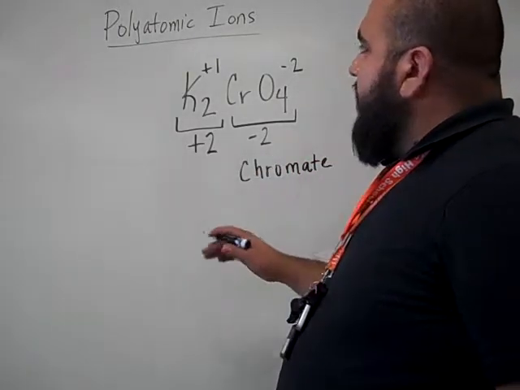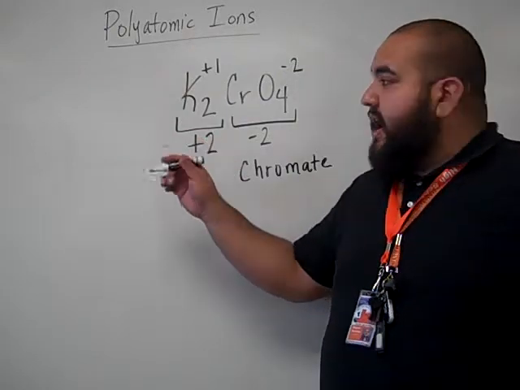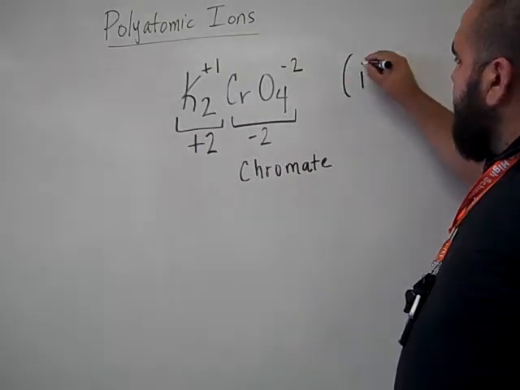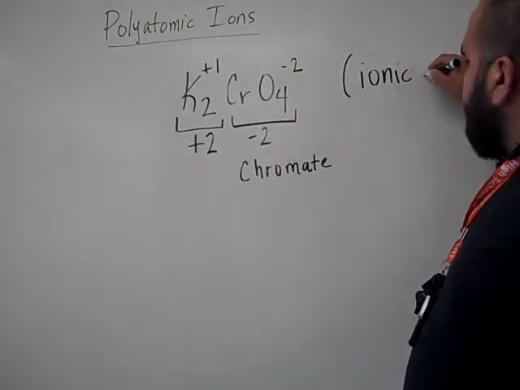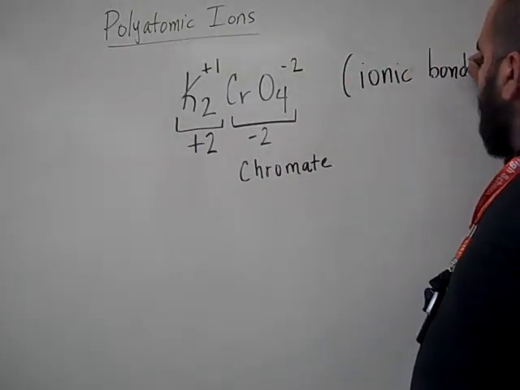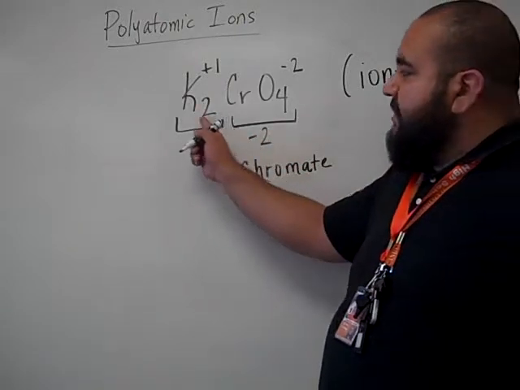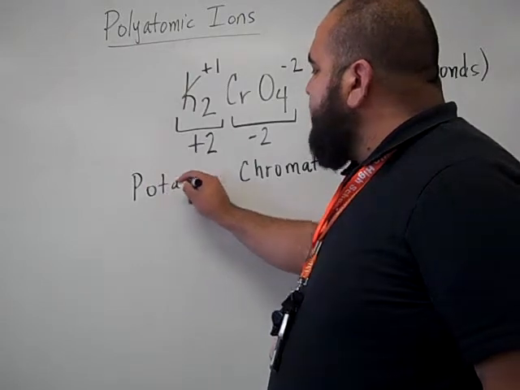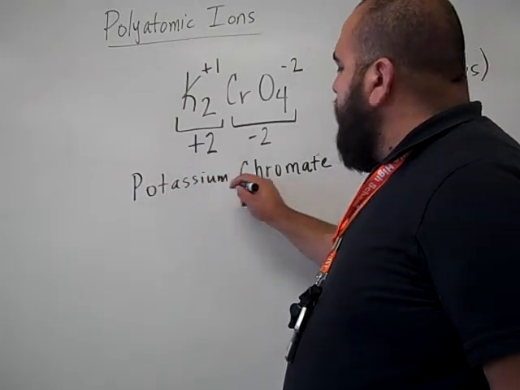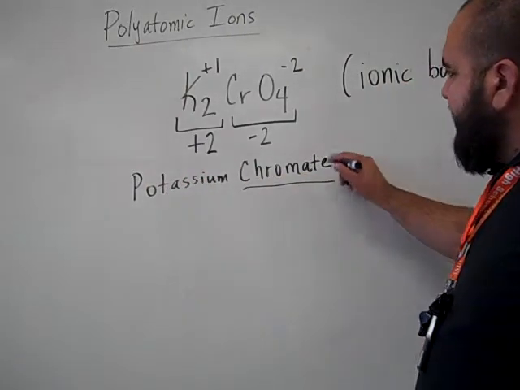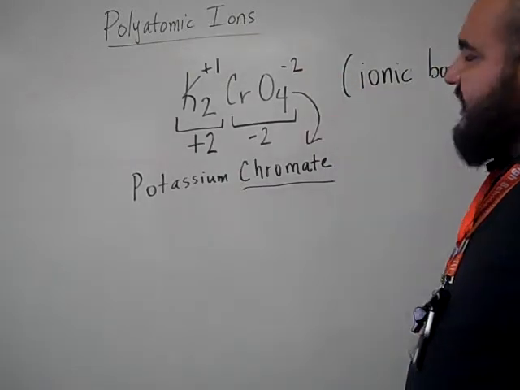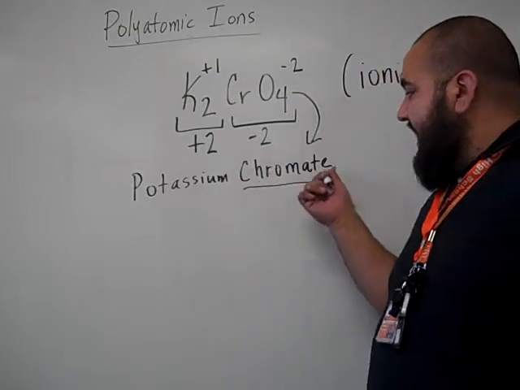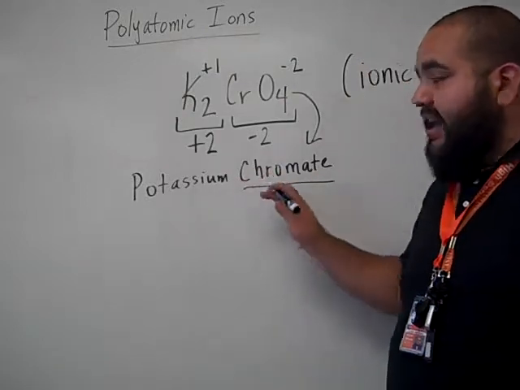When you are naming a bond between a metal and a polyatomic ion, we are going to name them the same way we name ionic bonds. So this is not going to be dipotassium, it's just going to be potassium chromate. And again, this name comes from the polyatomic ion. Notice how here we don't substitute the name with -ide. We leave it as it is.